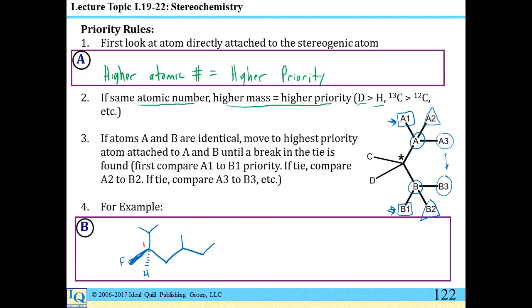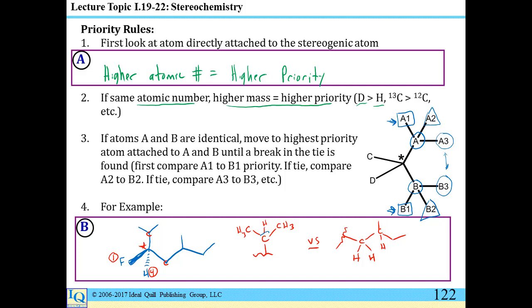Let's consider as an example this chiral center in this molecule. If we look at the atomic numbers, we see that the highest atomic number is for fluorine, the lowest atomic number is for the hydrogen, so those would be priorities 1 and 4, but we have a carbon which ties a carbon on those two substituents. We need to take a closer look at those two substituents specifically.